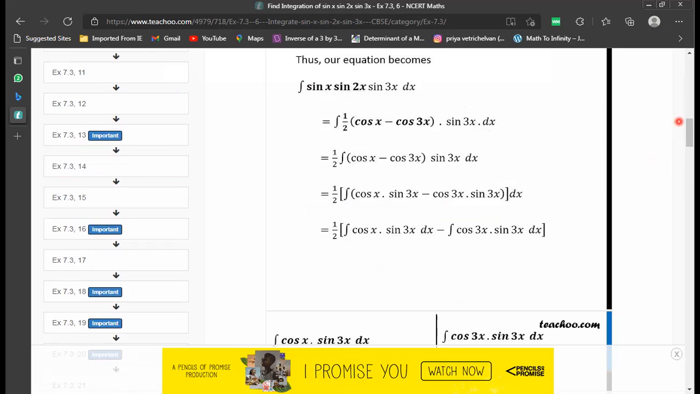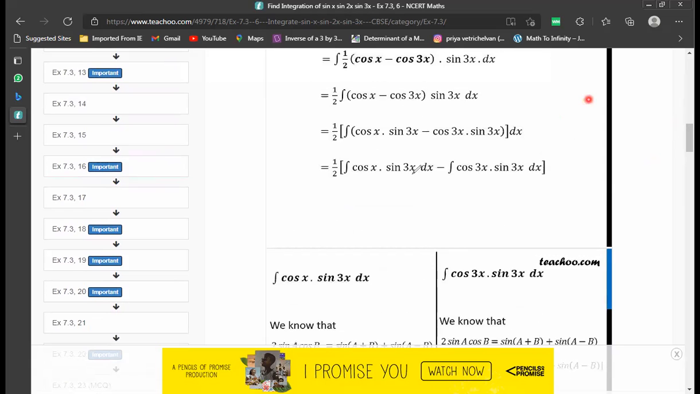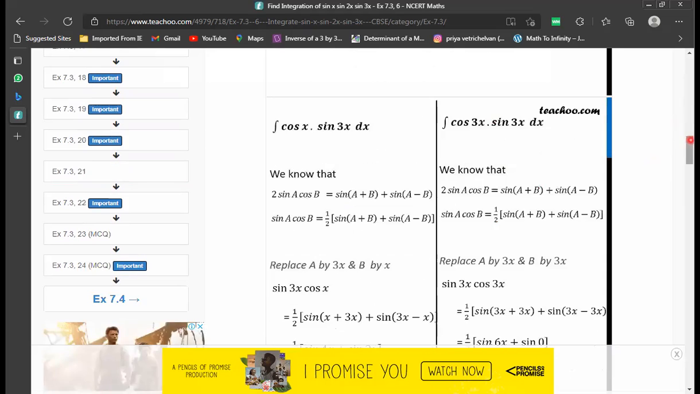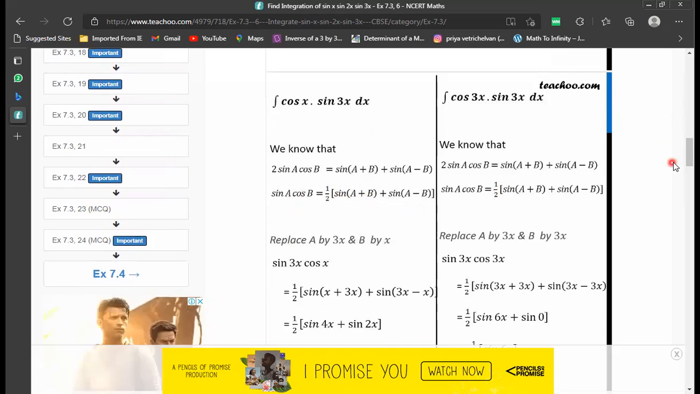Again we'll be performing the same thing. You have to write the formula for cos A sin B. Just the values will differ. So what is cos A sin B? Cos A sin B is sin of A plus B plus sin of A minus B, upon 2. It could be cos A sin B or sin A cos B, whatever, because multiplication is commutative. It doesn't matter.